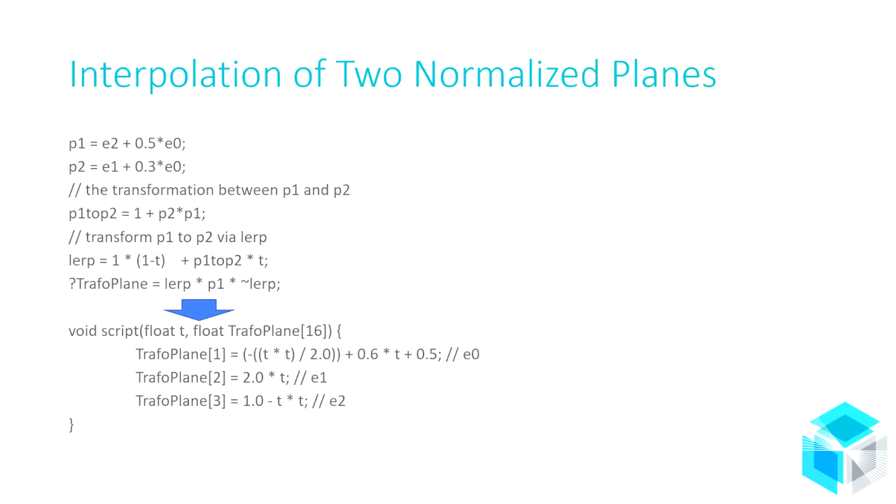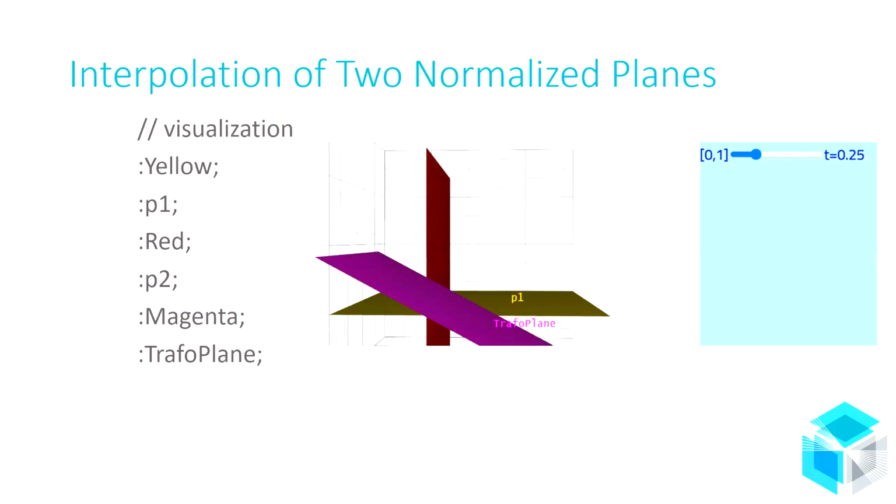It is also very easy to interpolate between planes. Here you can see 2 planes, and then based on this very simple operator, 1 plus the product of the 2 planes, you are able to interpolate between these 2 planes. So this is a simple linear interpolation, and based on that, you can simply describe the interpolation between the 2 planes.